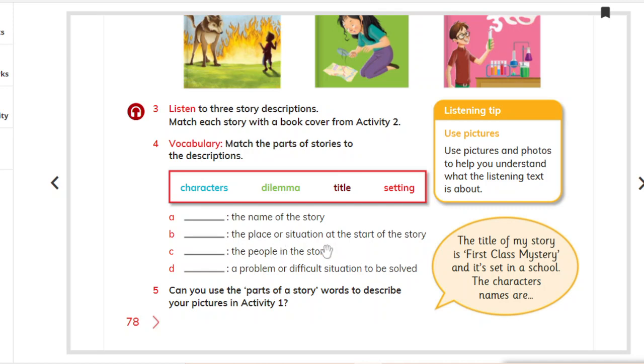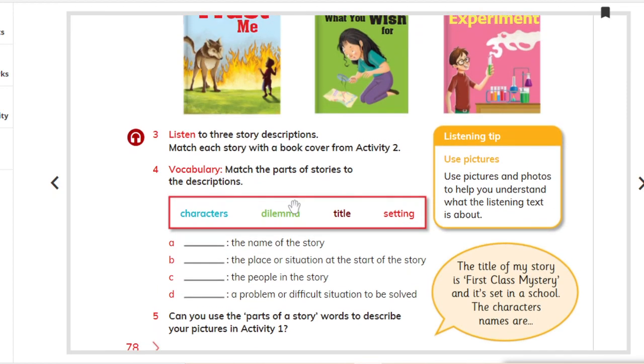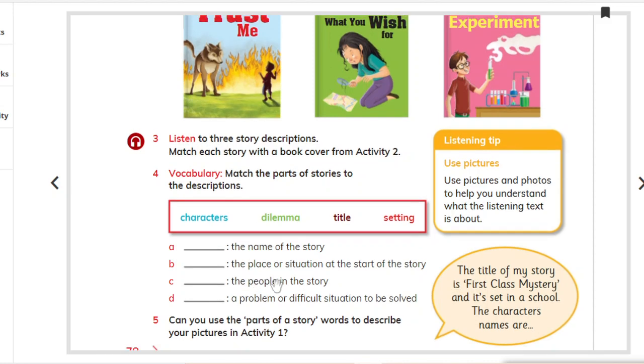The place or situation at the start of the story. So the setting. Where is it set? Where does it start? What is the background? Okay. The people in the story. Those are called the characters. A problem or difficult situation to be solved. Dilemma. Okay, so just fill it here itself, and then you'll realize you will be able to remember it.